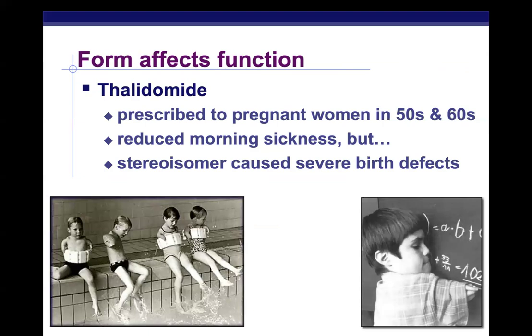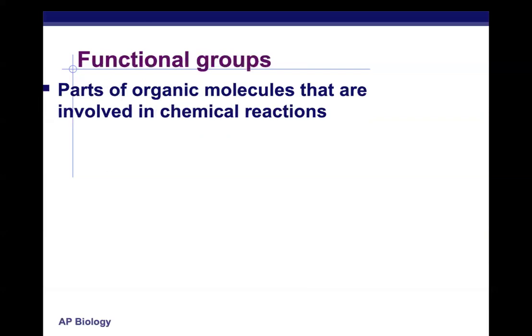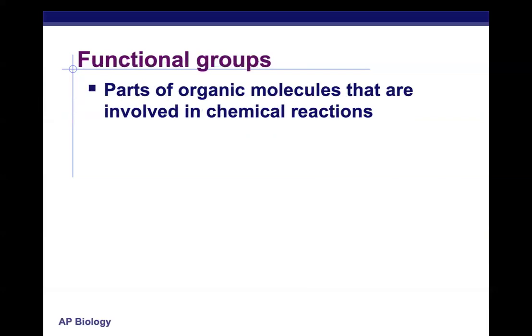So it's not just that one isomer is going to cause a desired result and the other one just won't do anything. Having the wrong isomer or form or version of a molecule can have severe, drastic, and long-lasting effects. Now, thankfully, that has been sorted out and it's not used anymore. But that's how just something as simple as the wrong shape can cause severe consequences, right?